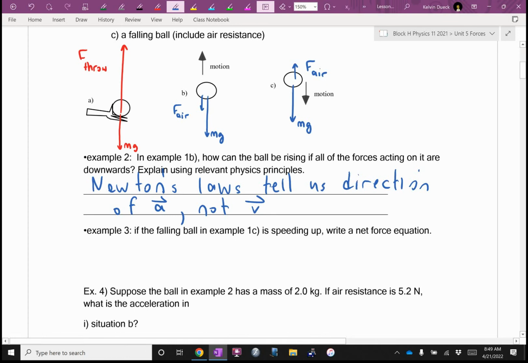Good. Jada, in example 3, it says, if the falling ball is speeding up in this one, write a net force equation. If we're speeding up, I guess that means we're accelerating in which direction? I'm looking for a word that starts with the letter D. Who's winning? Who's losing? Equals. Yep. That's the generic template that I can give you. Winner minus loser equals MA, and you can adapt it for whatever.